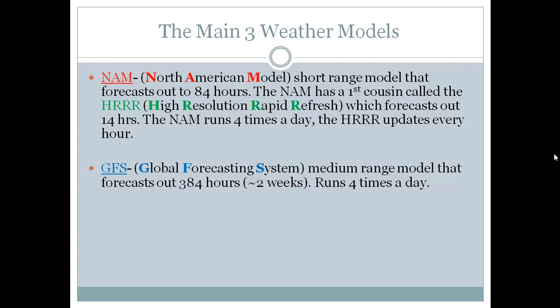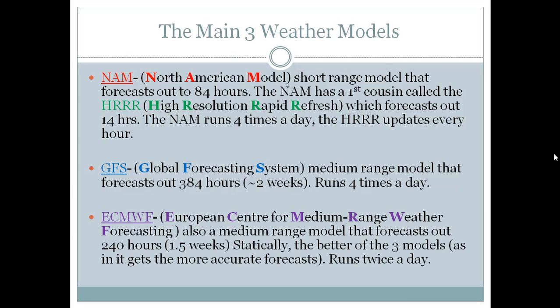Now, to compete with the GFS, we have what's called the European model, or the ECMWF, which stands for the European Center for Medium-Range Weather Forecasting. It's also a medium-range model, but it only forecasts out to 240 hours, which is about a week and a half. Now, statistically, it's the better of the three models, as in it gets more forecasts correct. However, the GFS does have its days where it will outperform the European model. Not always, but there are some times.